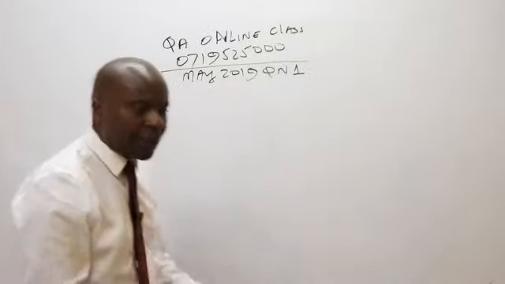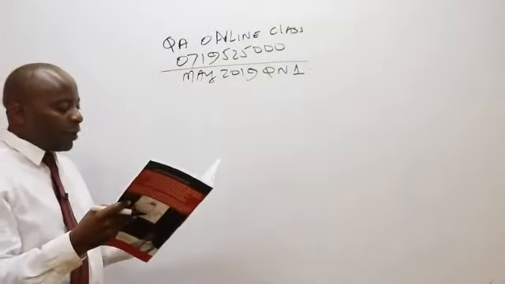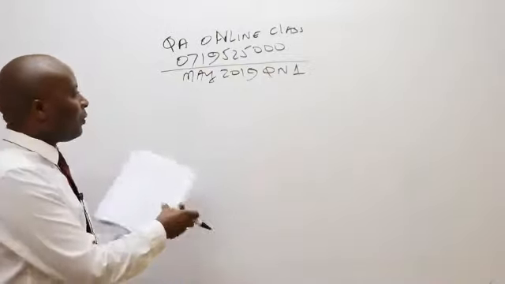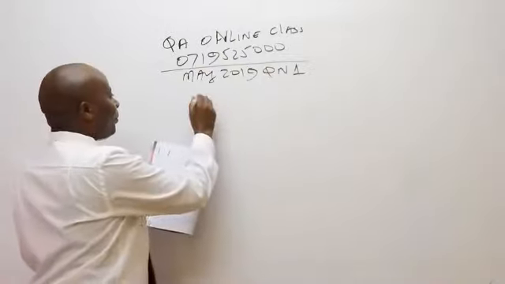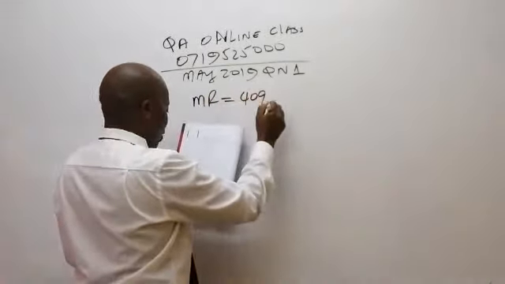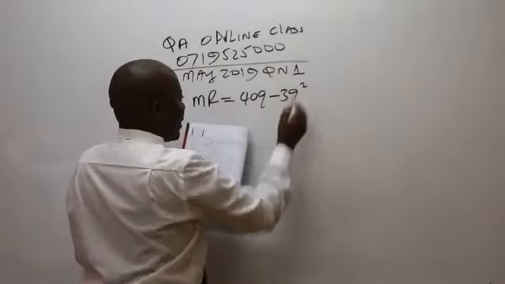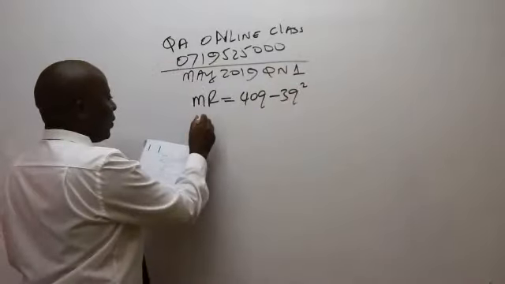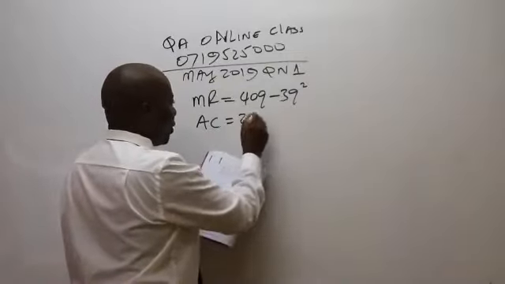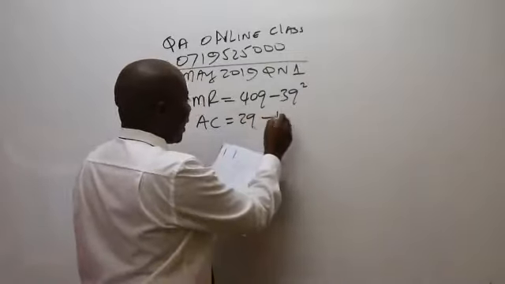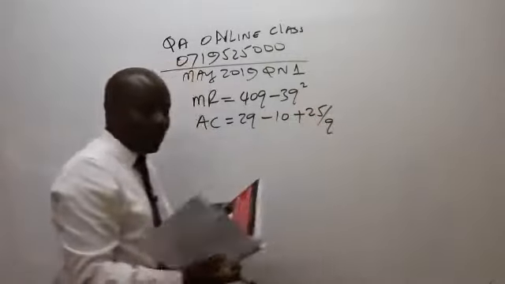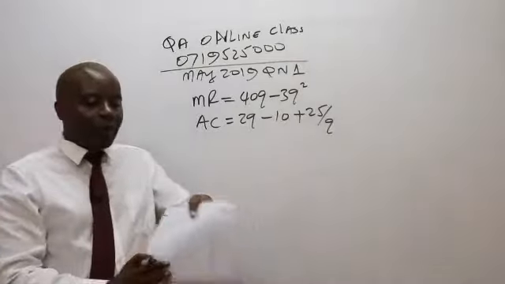Question 1 reads: you are told here the marginal revenue and the average cost functions of Biashara are given below. They have given us the marginal revenue: marginal revenue equals 40Q minus 3Q squared. And then they have given us AC. Of course, AC stands for average cost. Average cost is 2Q minus 10 plus 25 over Q.